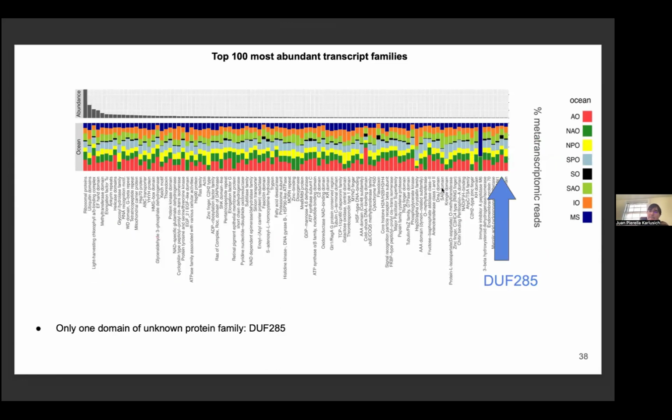Finally, another interesting issue regarding this analysis is that among the top 100 most abundant transcript families, we only detect one that is unknown. Most of the rest of the families, we can have some insights regarding their function, but there is one family that is called DUF285, and DUF is the acronym of Domain of Unknown Function.